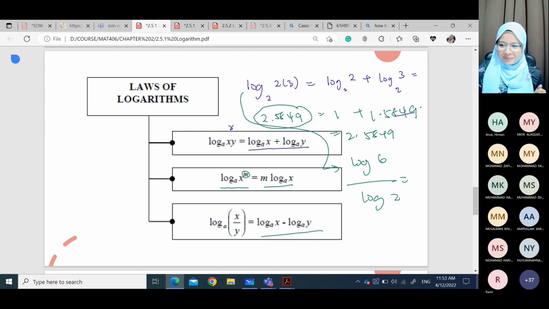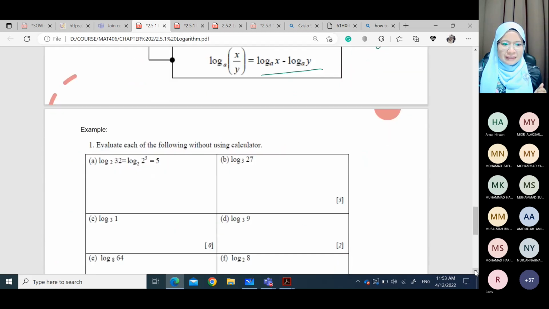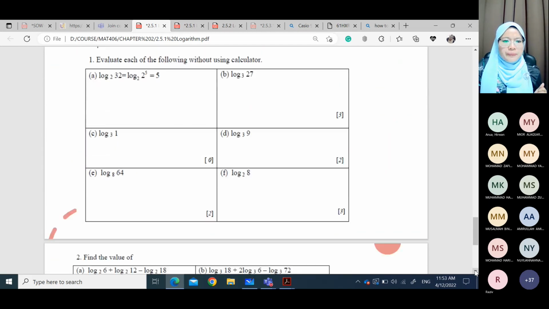yang kita boleh gunakan untuk selesaikan masalah yang melibatkan logarithms. Okay. Ada soalan untuk ini? Tak ada ya? Okay, so kita tengok example yang ni.